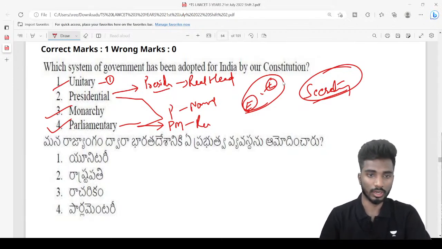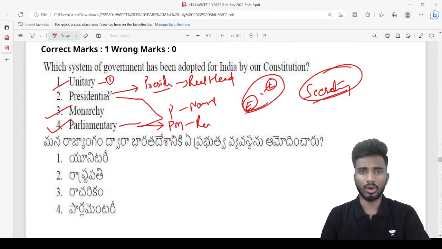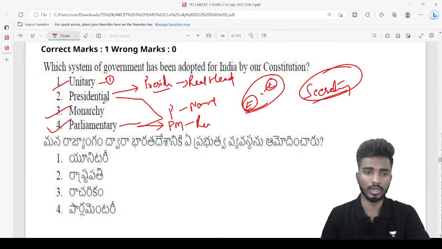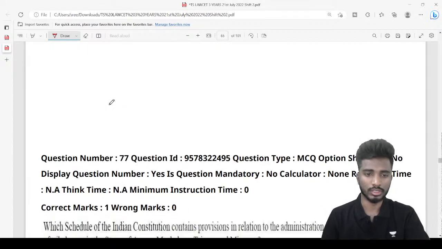I hope this is clear, right? I think I have uploaded some recording on the difference between parliamentary and presidential form of government. But don't worry, I'll explain it again in your class: the difference between parliamentary and presidential, unitary and federal, and all of these things.